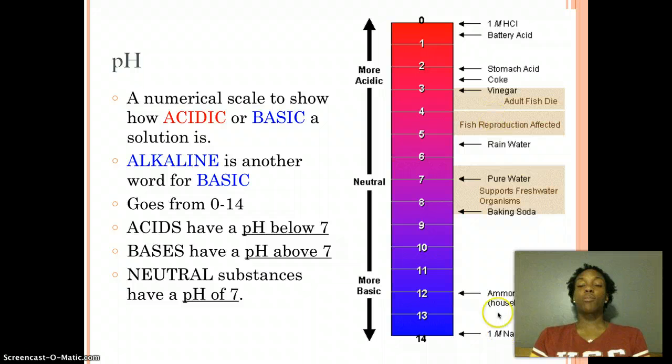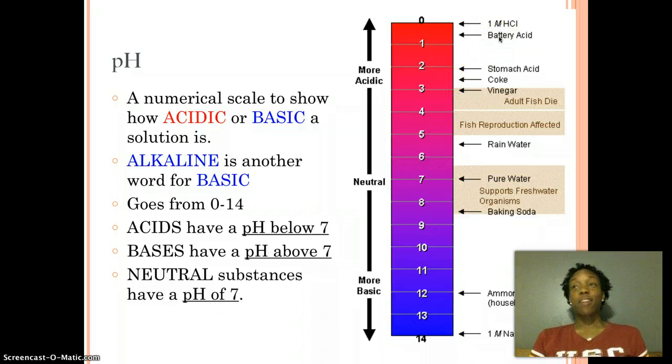So if you look over here, here are some examples of solutions that fall into different areas on the pH scale. We've got pure water at 7. Rainwater is a little bit acidic, acid rain, so it's here at about 5.5. Then we get to vinegar, Coca-Cola, stomach acid. These are very strong acids. Then we get to battery acid.